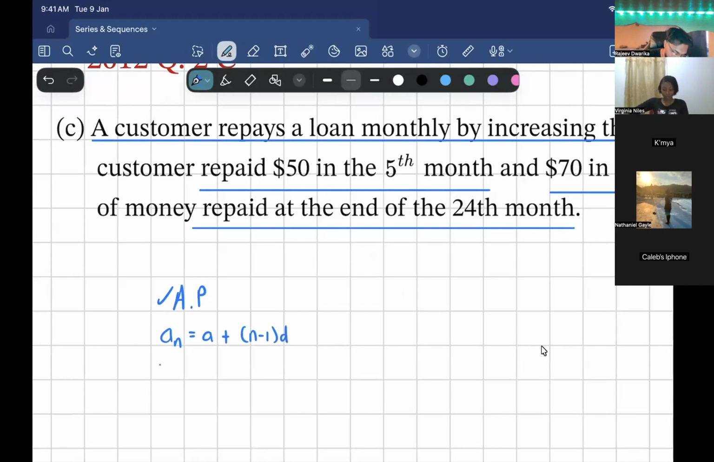I can't remember the exact formula. I know it's to find the sum of the terms, right? Yeah, S of n. S7. I can't remember that formula.